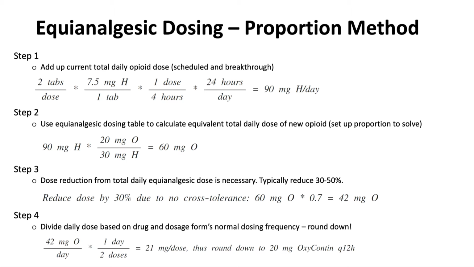And if you think about that, 20 milligrams every 12 hours is 40 milligrams a day. That's close to the 42 milligrams of oxycodone we calculated based off of the cross tolerance to get from the 60 milligrams, which is a direct conversion from the hydrocodone.